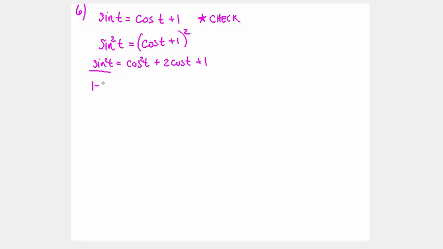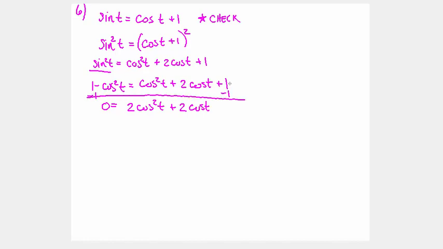Sine squared is really 1 minus cosine squared of t according to the Pythagorean identity. So if that equals the right side, which is cosine squared t plus 2 cosine t plus 1, I can now combine all terms to the right side, and I'd have 0 on the left equals 2 cosine squared t, by adding the cosine squared to both sides, plus 2 cosine t that's already there. And then if I subtract 1 from both sides, those ones actually would totally drop out. So all I have left is 0 equals 2 cosine squared t plus 2 cosine t.